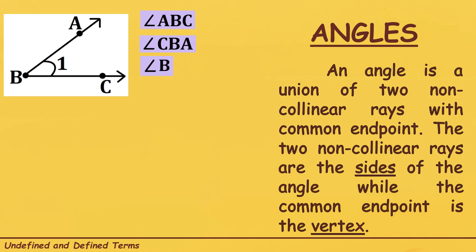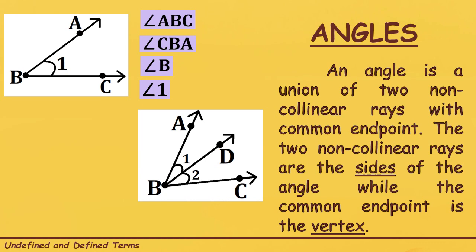The other way is by using numbers. Kung makikita natin dito sa given natin, merong number 1 dito sa figure. That could be the name of the angle. So this will be angle 1. Okay, so I hope that it is clear to everyone on how we name an angle. Let's have another example. Sabihin natin na meron tayong ganitong figure.